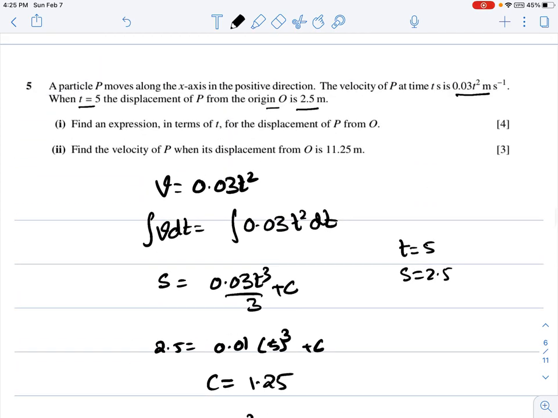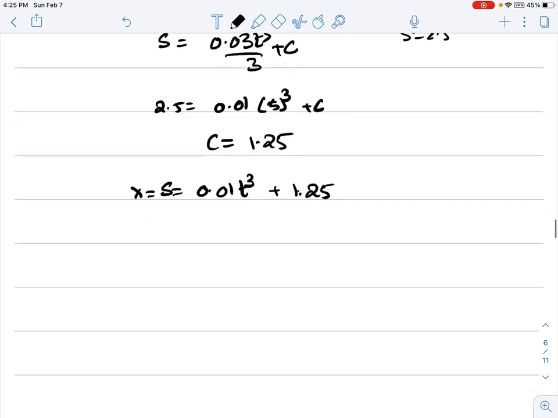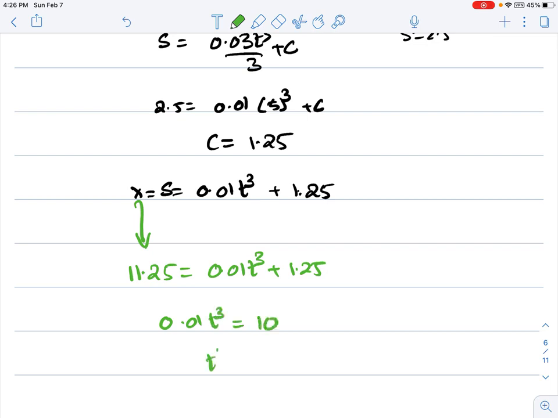Next, what else has been asked? Find the velocity of P when the displacement is 11.25. So we take the same thing, but the displacement has been given as 11.25, which is equal to 0.01 t cubed plus 1.25. So 0.01 t cubed is equal to 10. t cubed is equal to 1000. So t is equal to 10 seconds.